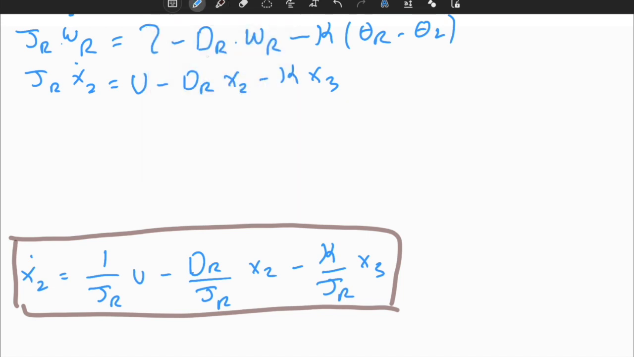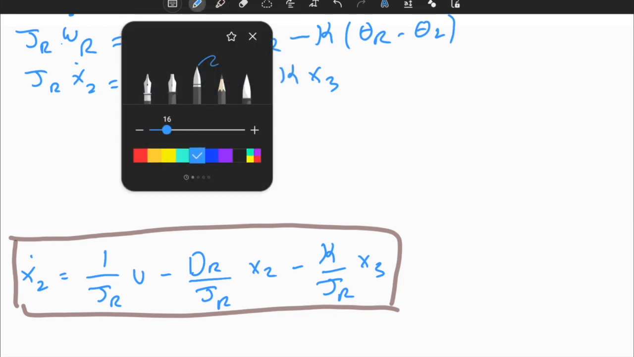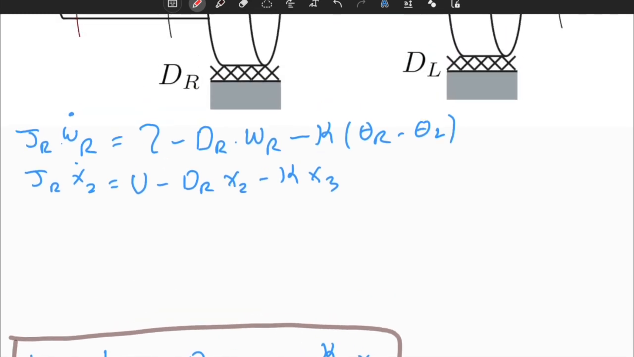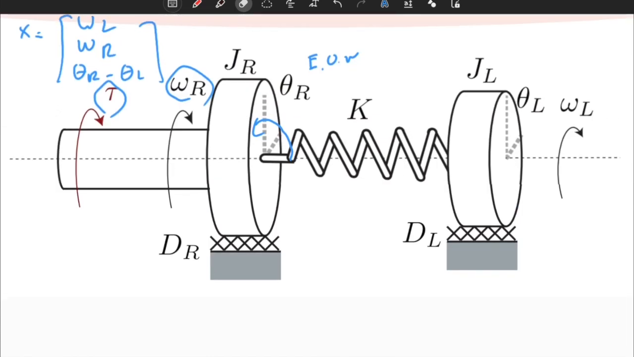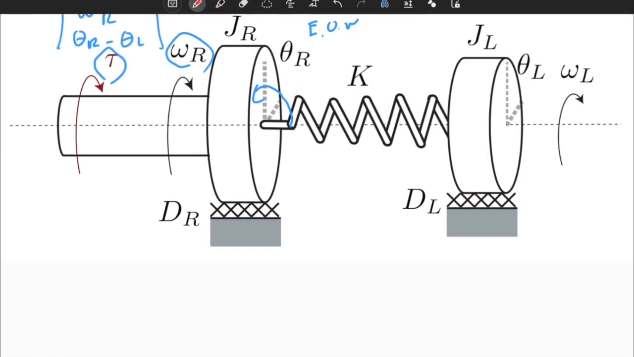Let's change the color, clean that, and move on with the second disk, which is slightly easier. We have a disk affected by a viscous damper, and this torsional stiffness also drives this disk. This torsional stiffness is resisting the motion of the first disk, but it's technically driving the second disk. This is like the action and reaction principle.